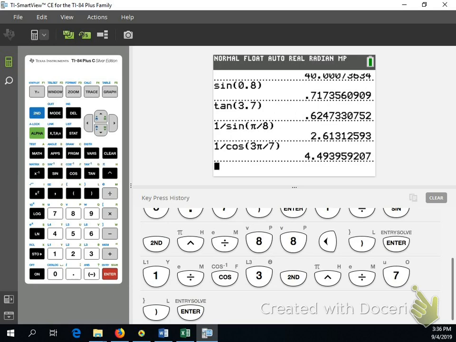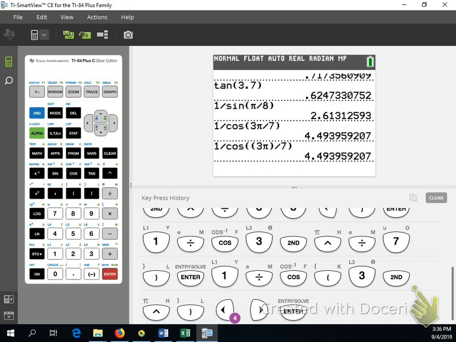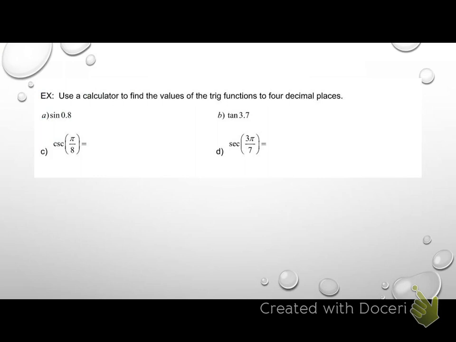Okay. I'm going to type this in again just to make sure I did that right. And I want to, this time, I'm going to put another set of parentheses around and do 3 pi, close my parentheses, then divide by 7 and close the parentheses. Okay. And then hit enter, and it's the same value, so it's the same. All right? So that's how you get these values out of your calculator when you're dealing with radians. All right? All right, so that gives you those values.